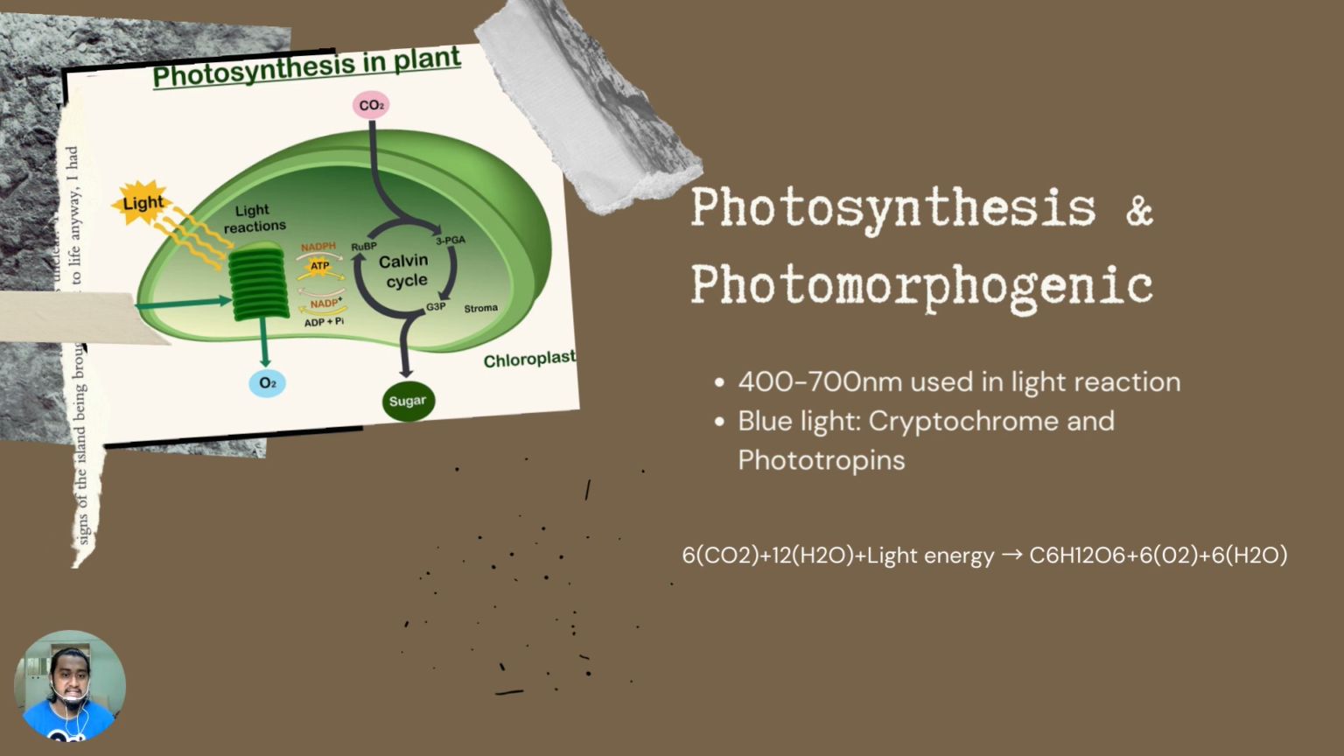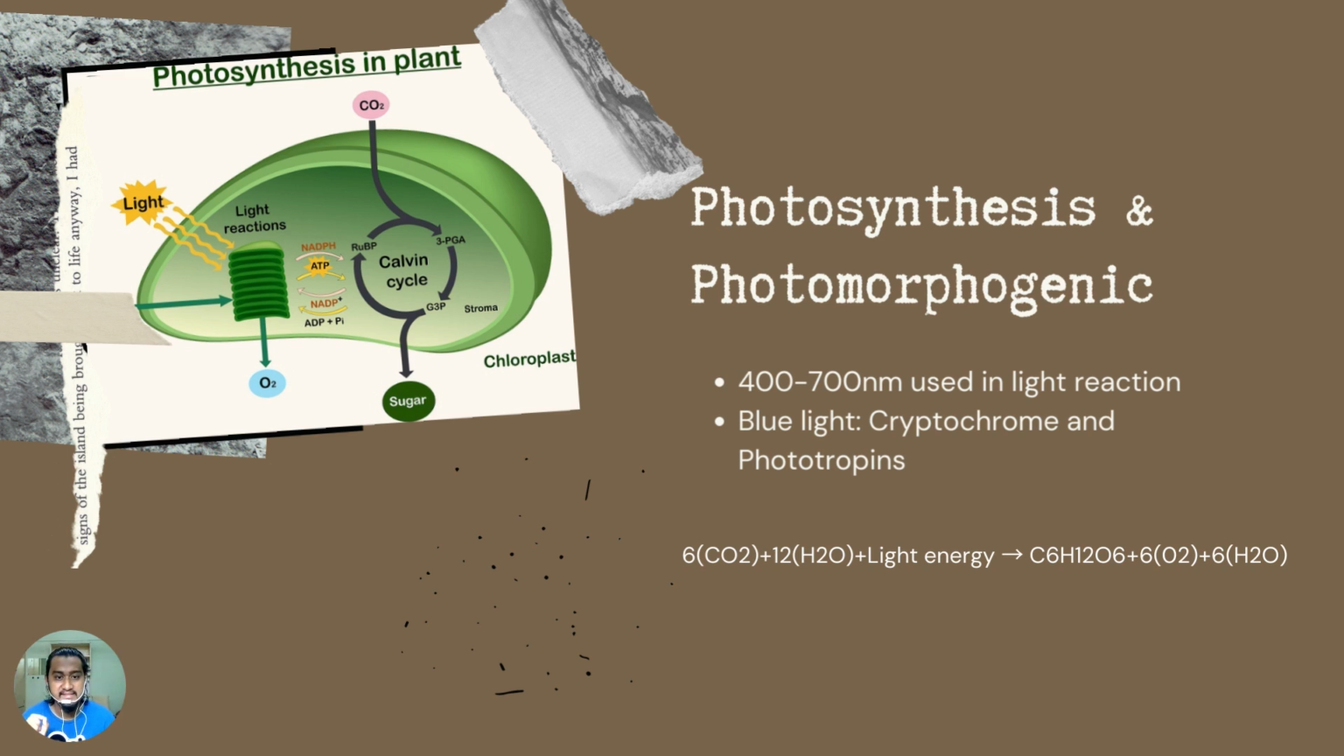Photosynthesis is the basic process inside all plants, photosynthetic bacteria and algae, in which they use a light source to synthesize organic molecules such as glucose, the source of energy needed for all living things. The light needed for the light reaction in the photosynthesis process ranges from 400 to 700 nanometers.